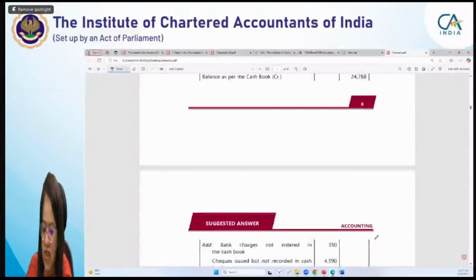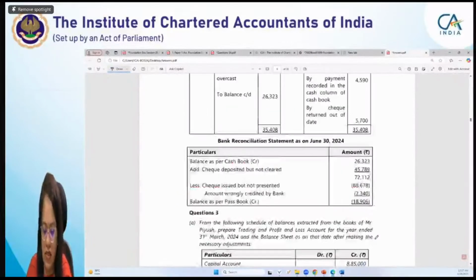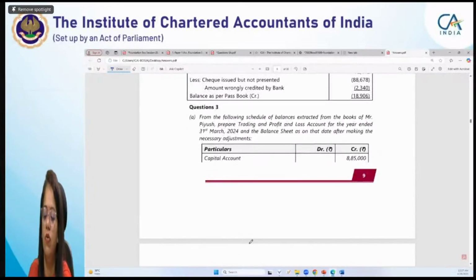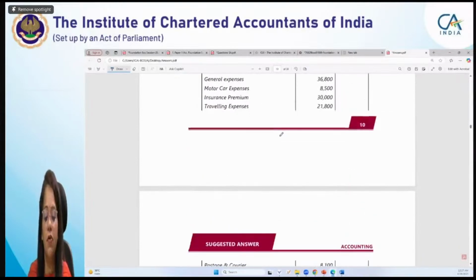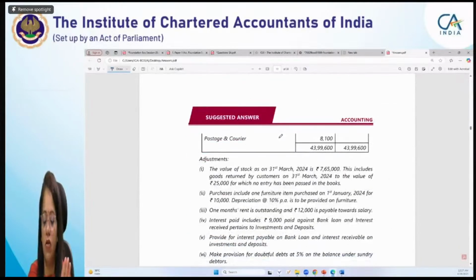Coming towards the next question, question number 3. From the following schedule of balances extracted from Mr. Piyush's books, prepare the trading and P&L account and balance sheet after making the necessary adjustments. Simple question. You have done this in your study material also. The value of the stock is 7,65,000. This includes the goods return. Return भी है. Goods return as on this date for which no entry has been passed. So we have to adjust this 7,65,000 also.